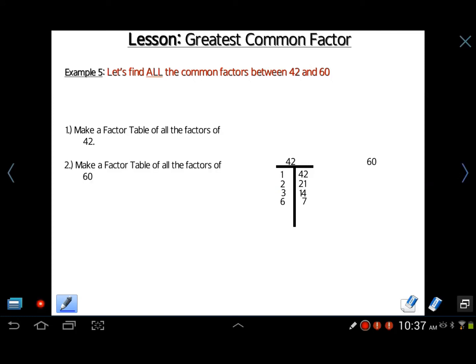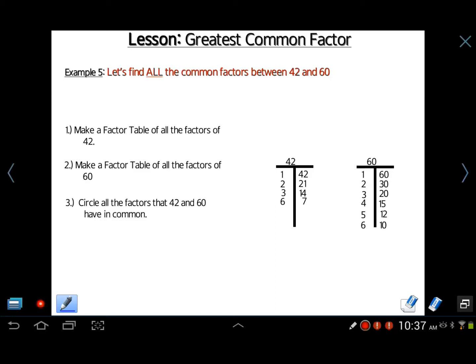60 is 1 and 60. After 1, let's try 2. 2 and 30. After 2, let's try 3. 3 and 20. 4 and 15. 5 and 12. 6 and 10, and that does it.